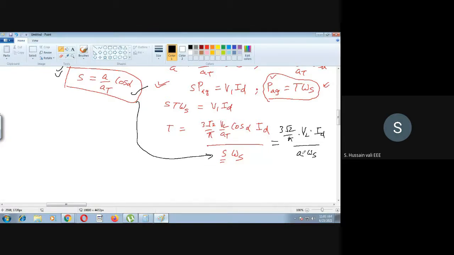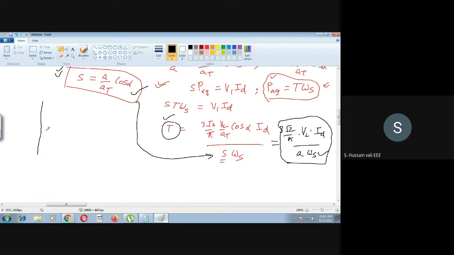Just we will cross check once again here. A by AT cos alpha. So AT will get cancelled. So cos alpha will get cancelled. So these two will get cancelled. Then what is left here? A is left here. Okay. So this is the relationship between torque and speed. You see the speed here. You see the torque here. Speed here, torque here. So then we will draw the relationship between speed and torque.